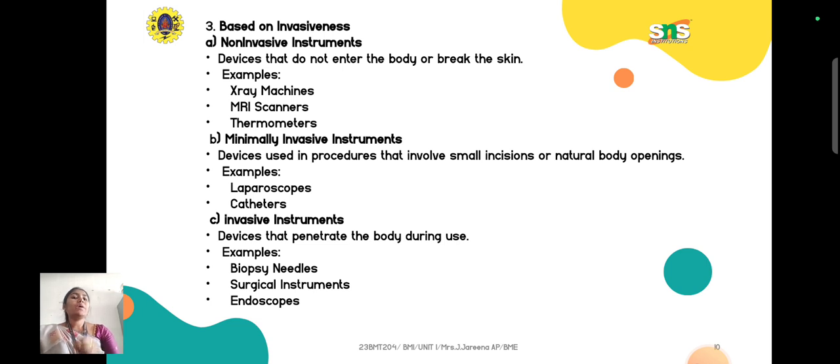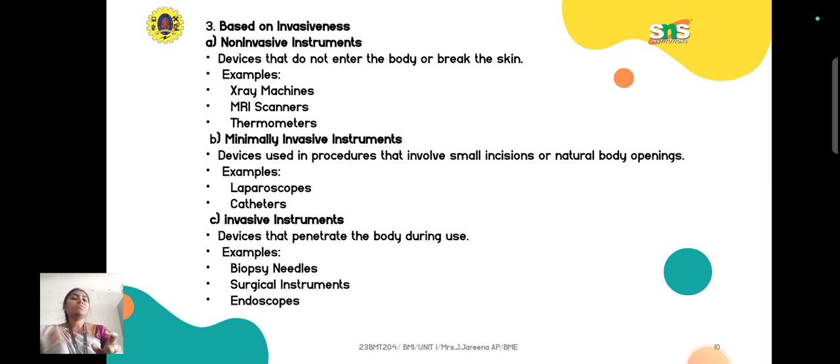And the next type is based on invasiveness, that is, whether you are making direct contact with your body or indirect contact to your body. For that, basically we have two types, but actually we have three types: non-invasive instruments, minimally invasive instruments, and invasive instruments.